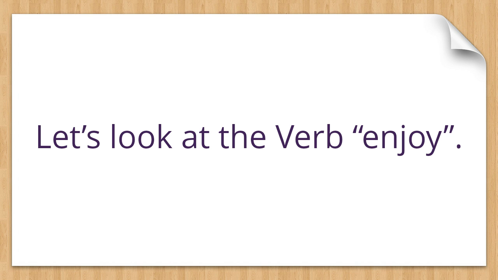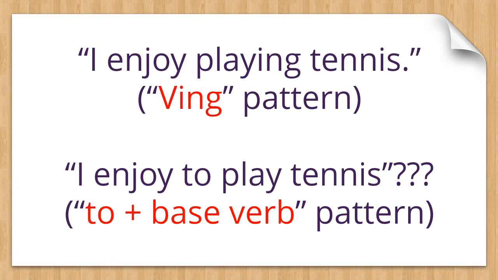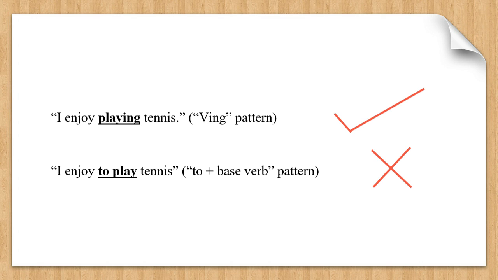You could say, I enjoy playing tennis, which is using the verb ing pattern. But can you say, I enjoy to play tennis, which is using the to plus base verb pattern? The answer is no. You can say, I enjoy playing tennis, but you can't say, I enjoy to play tennis. For the verb enjoy, you can only use the verb ing pattern and not the to plus base verb pattern.